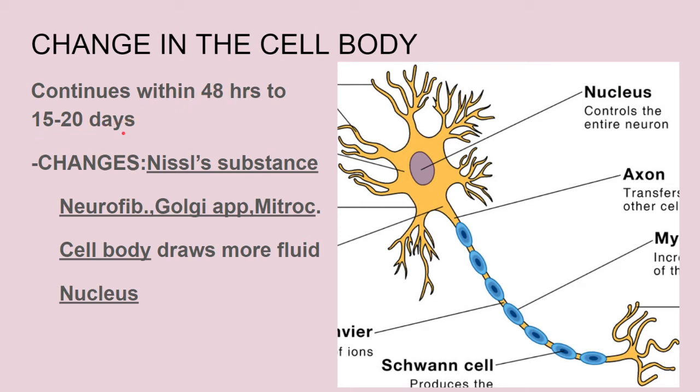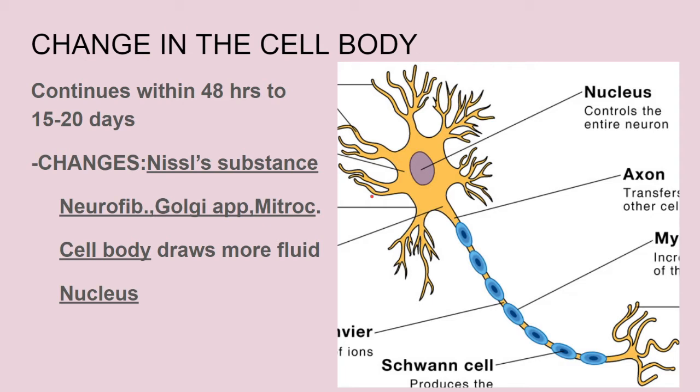Now the changes which occur in the cell body are, first of all, in the Nissl substance. I told you what Nissl substance is. It is the substance present in the cell body which continues into the dendrites also, but not up to the axon hillock or in the axons. The Nissl granules or Nissl substances are made up of rough endoplasmic reticulum. These substances undergo degeneration and dissolution, which is also known as chromatolysis. Now the Golgi apparatus, mitochondria, and the neurofibrils also are fragmented and eventually they will disappear.